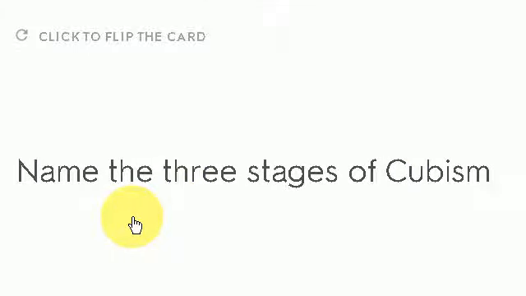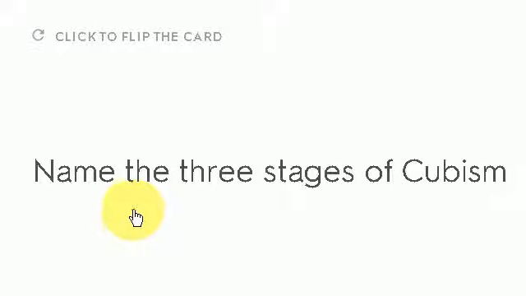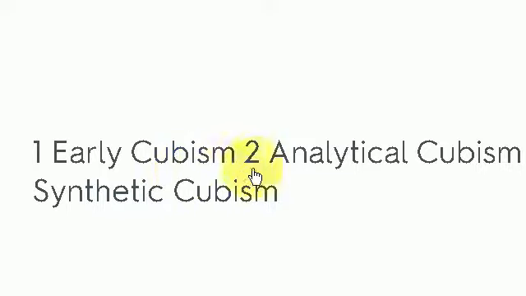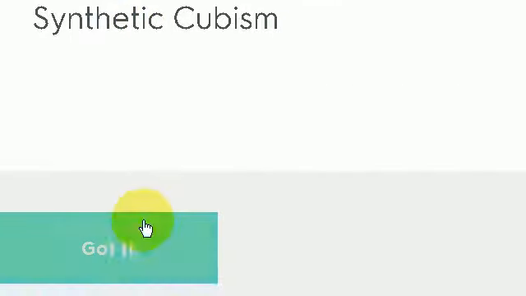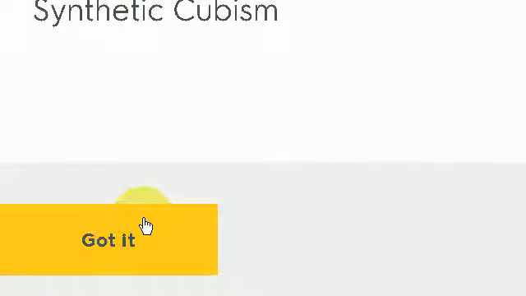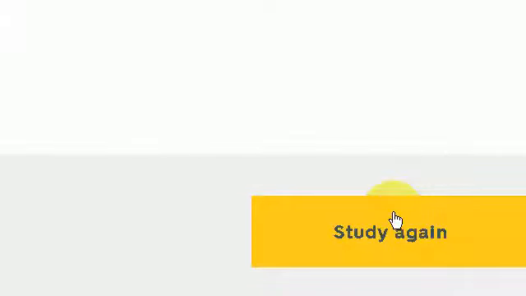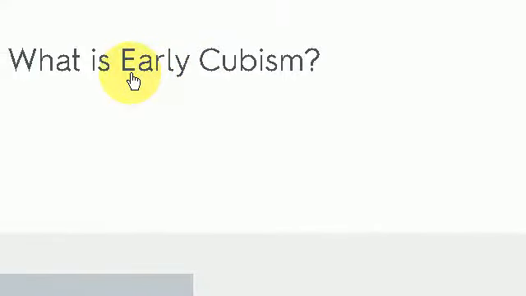So here we are. Here is the first flashcard that we have created. Name the 3 stages of cubism. So I'm thinking out loud now as a student. I have forgotten already, so I click that and flip over. Early cubism, analytical cubism, and synthetic cubism. I have 2 options, either to answer that I got it right or to study again. And it is important to be truthful to yourself in terms of whether or not you have understood the concepts. So I'm going to press study again, and then I'm given the next option, what is early cubism?